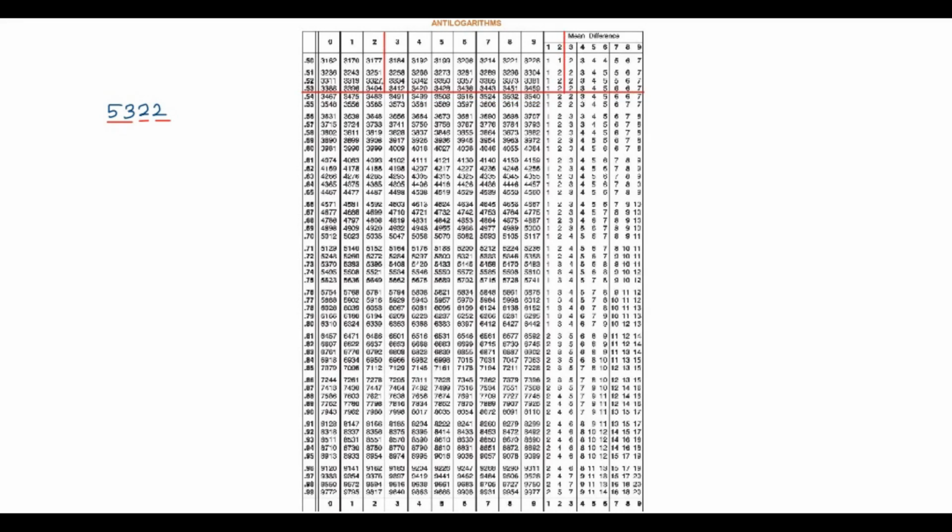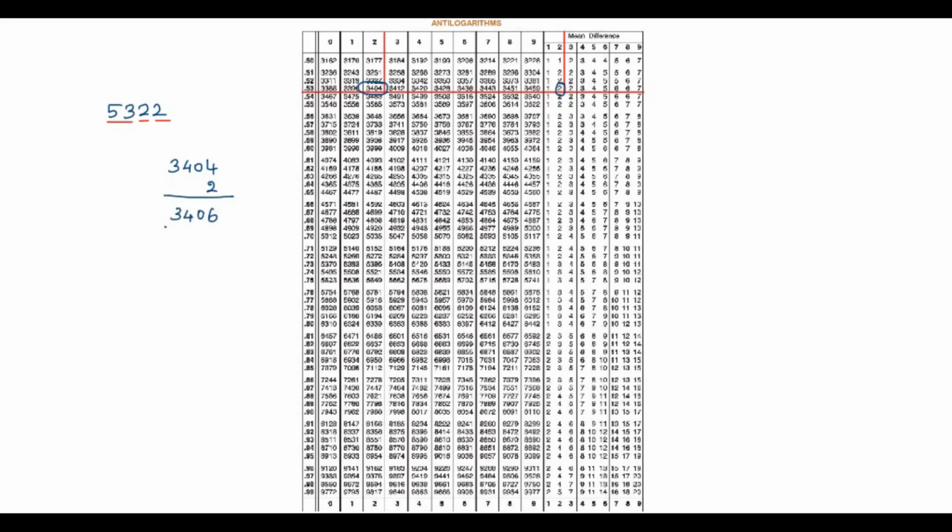Okay, now let's mark the number. In the 53rd row and second column we have 3404, and in mean difference the second column we have 2. We have the value 2 corresponding to the 53rd row. So 3404 and mean difference 2. Now we have to add them.